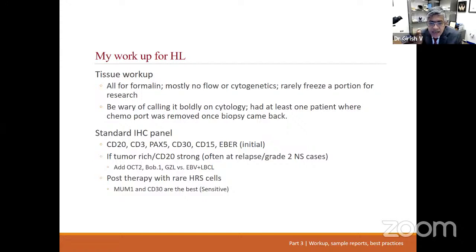And the standard IHC panel is CD20, CD3, PAX5, CD30, CD15, EBER. That's my initial panel. If it is rich in a lot of tumor cells, and if it's CD20 strong, which happens often at relapse, then I will add extra B-cell markers like OCT2, BOB1, like the case we saw for the gray zone. And of course, EBV large cell can also be missed. Post-therapy, when they look at fibrotic tissues with rare possible Hodgkin cells, I like to do MUM1 and CD30. They are the most sensitive stains. They're the best stains to pick rare cells in a sea of fibrosis.